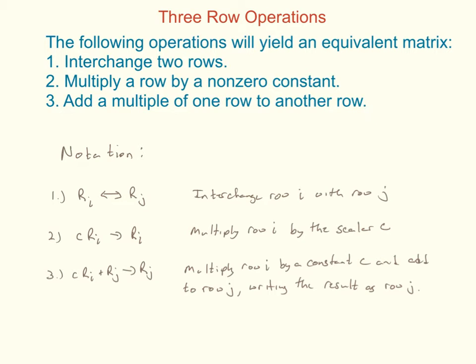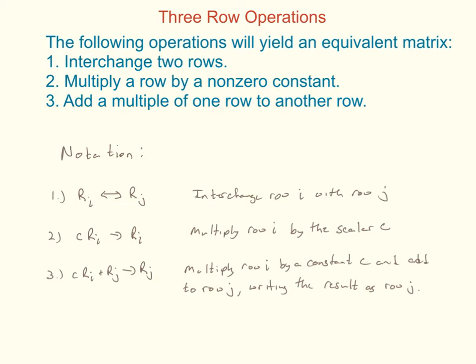Now the notation for that: when you look at the matrices and when we do these operations, you're going to want to use this notation to make sure it's clear what you meant to do. So in the first one here, when I see r sub i with this double arrow, r sub j, that's telling me I'm interchanging row i with row j. So I'm going to replace row i with row j, and I'm going to replace row j with row i. I'm going to switch those 2 rows.